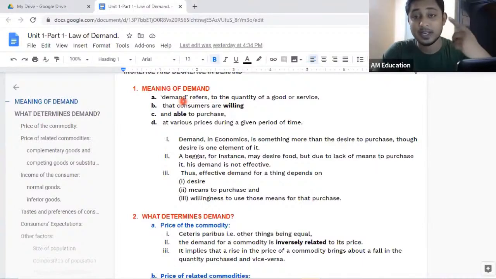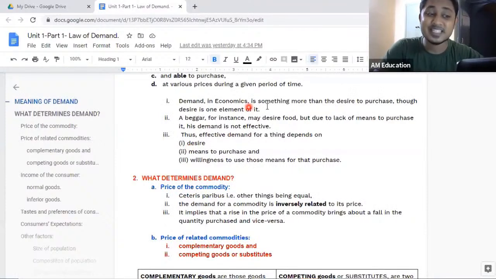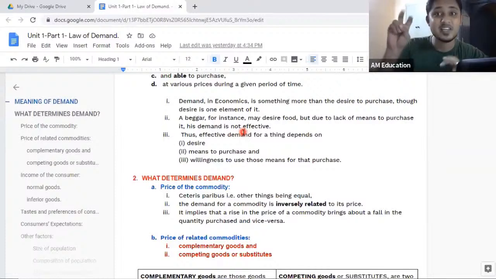So demand, willingness and ability. But there's also one more thing. See, demand in economics is something more than the desire to purchase, though a desire is one element of it, right? A beggar, for instance, may desire food, but due to lack of means to purchase this, his demand is not effective. He also has a willingness for food, but his lack of ability or means to purchase does not keep his demand effective. So his willingness will not count in the demand concept.